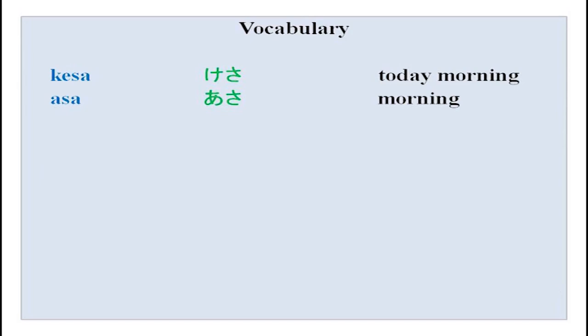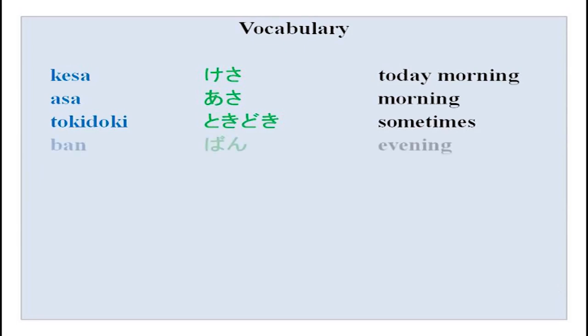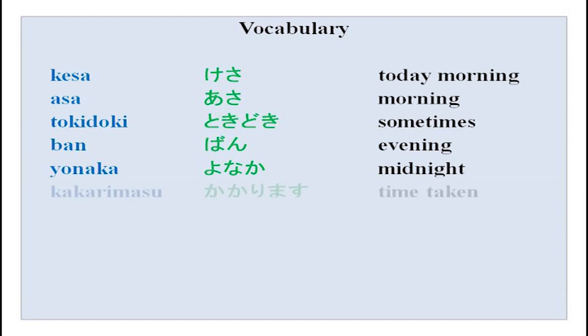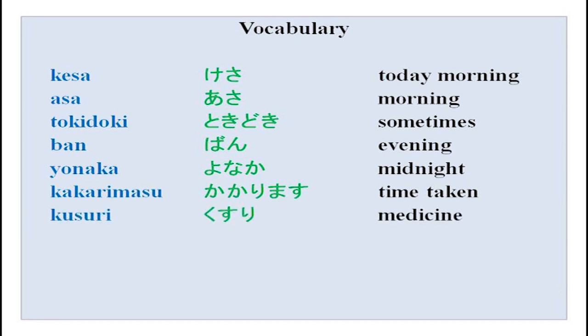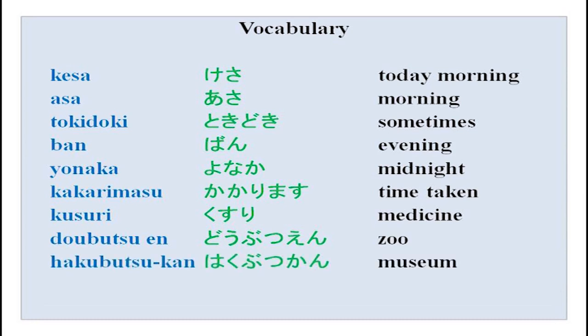Then this is vocabulary. Kesa. Asa. Tokidoki. Ban. Yonaka. Kakarimasu. Kusuri. Doubutsuen. Hakubutsukan. Kabuki.